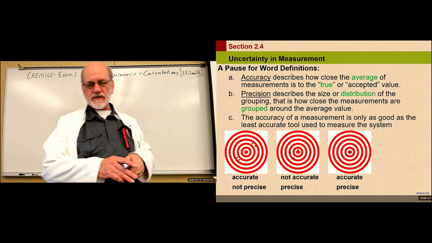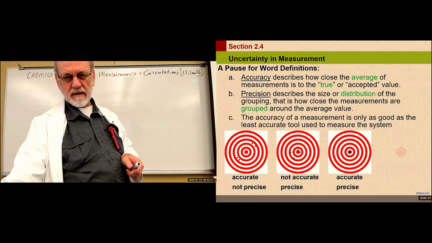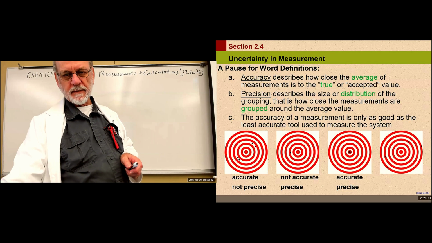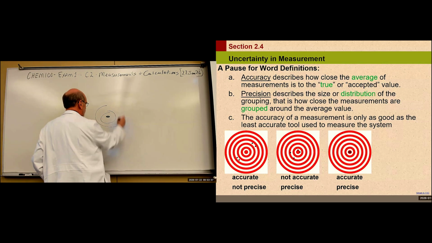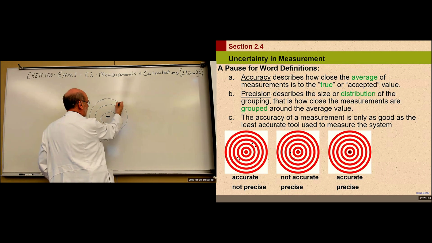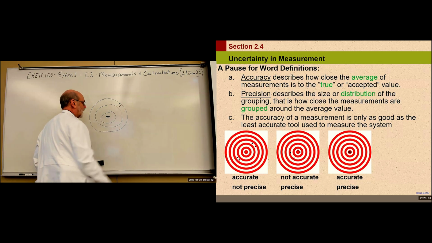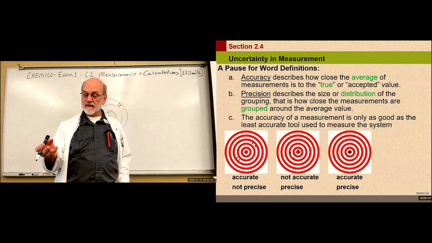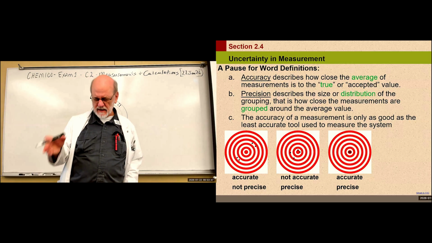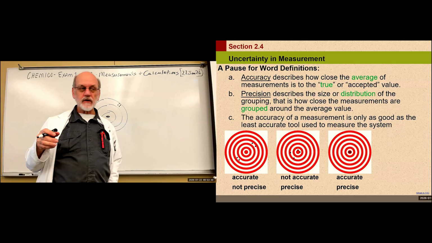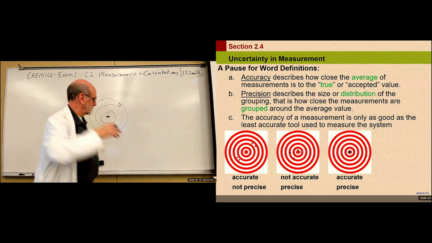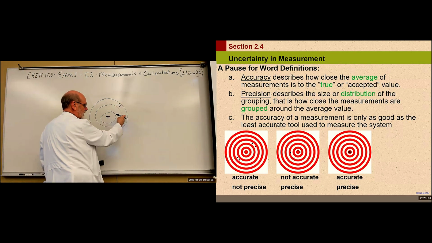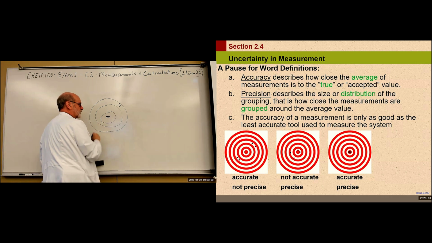But if your scope is, say, let's see, no, that's not a good example. If your bullseye is here, right? And you have a grouping out here like this, right? That's precise, but it's not accurate. So what do you do with your scope? You do what they call dope your scope. You change elevation to bring it down and windage to bring it left.